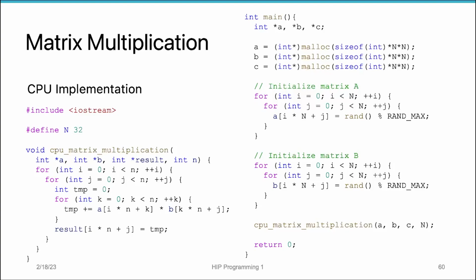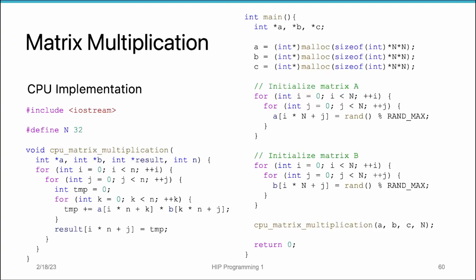The CPU matrix multiplication function uses nested for loops to multiply the two input matrices. The outer two loops iterate over the rows and columns of the resulting matrix, while the innermost loop calculates each element of the result. The multiplication is done by iterating over the row of matrix A and the column of matrix B, multiplying corresponding elements and adding the result to a temporary variable. Once the innermost loop is completed, the temporary variable is stored in the corresponding element of the resulting matrix.